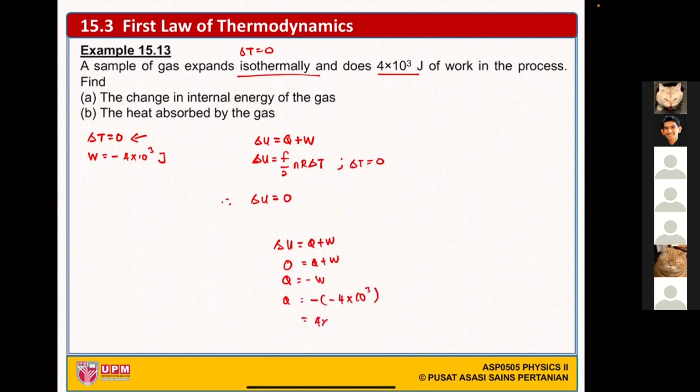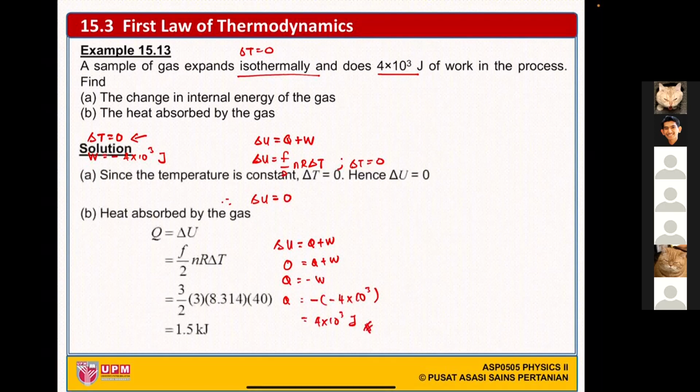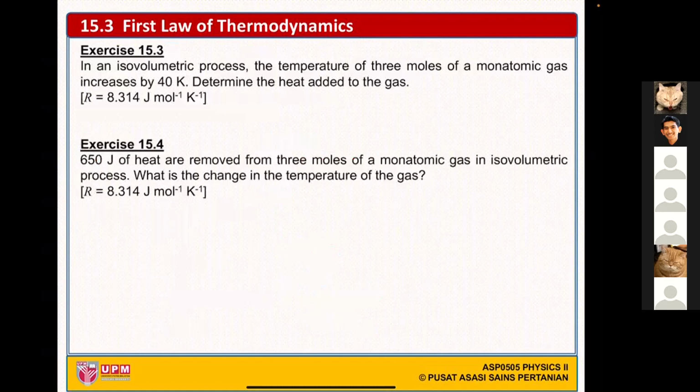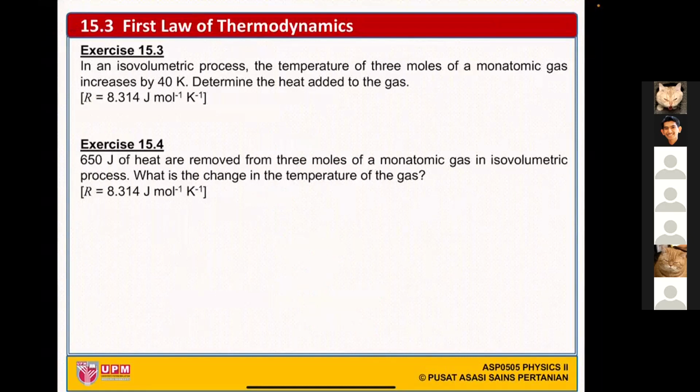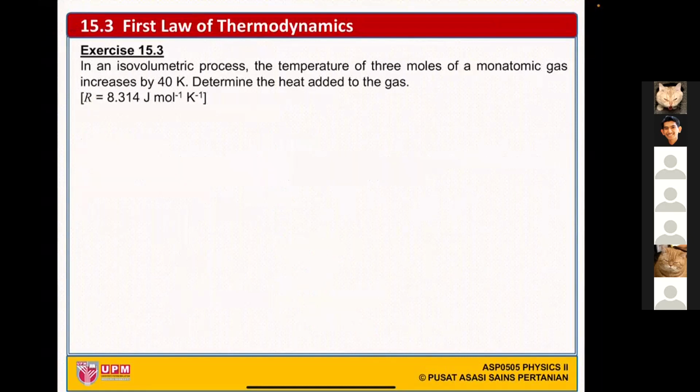So dapatlah 4 kali 10 kuasa 3 joule. Alright, boleh faham kat sini? Clear? Okay. Kita tengok ni, example. Kita buat sama-sama lah.